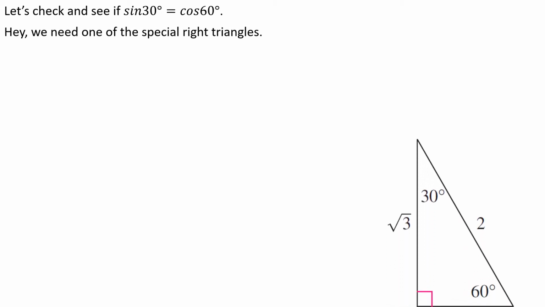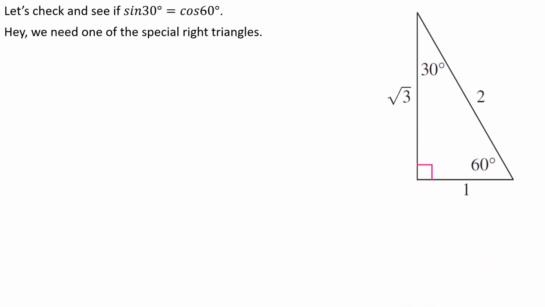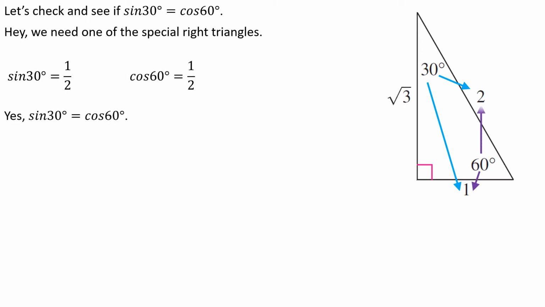Hey, 30 and 60, we are in luck. 30, 60, 90 triangle. 1 is the short leg. Double it, 2 is the hypotenuse. Or multiply the short leg by root 3 and you get the longer leg. So sine of 30 degrees, opposite over hypotenuse, is 1/2. Cosine of 60 degrees, adjacent over hypotenuse, is 1/2. Yay, they are the same.